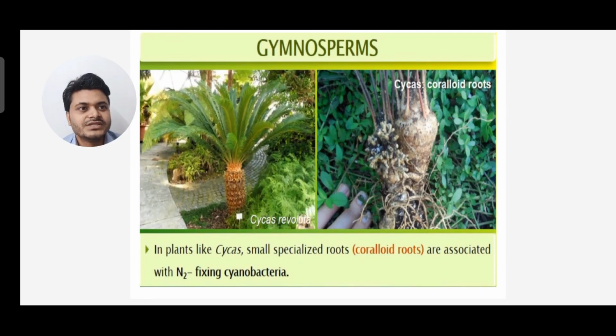Now in Cycas, you can see the coralloid root. For example, Cycas revoluta. In plants like Cycas, there is a small specialized root, the coralloid root, in association with nitrogen fixing cyanobacteria. So these coralloid roots help in fixing of nitrogen because they are in association with cyanobacteria. So this coralloid root of Cycas helps in nitrogen fixation.